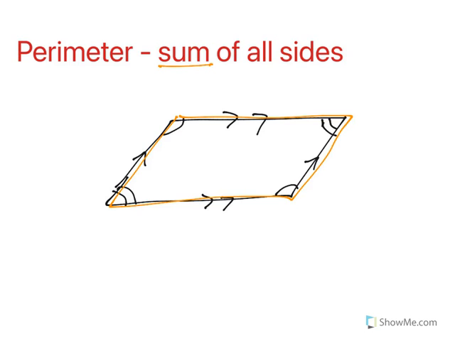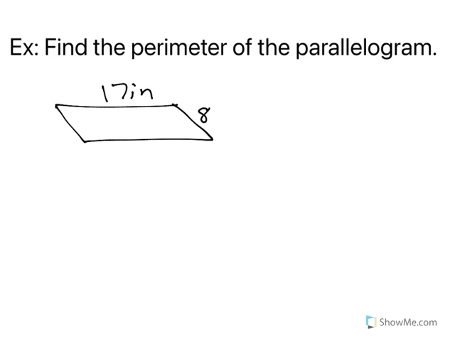Now, let's also remember that a parallelogram is a type of shape where the opposite sides are congruent and parallel. So the top and bottom, right and left, are both parallel and equal. That also means that opposite angles are equal, just to refresh the properties. So now let's go ahead and find the perimeter of the parallelogram we see.